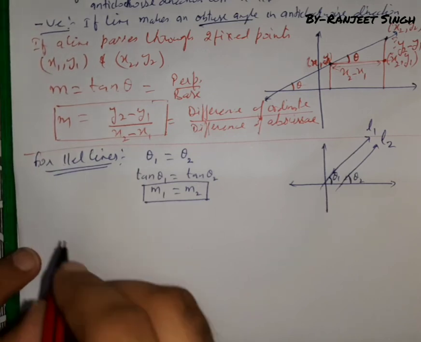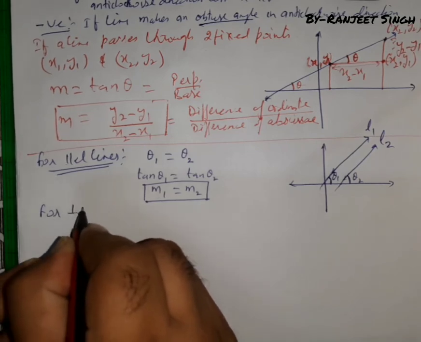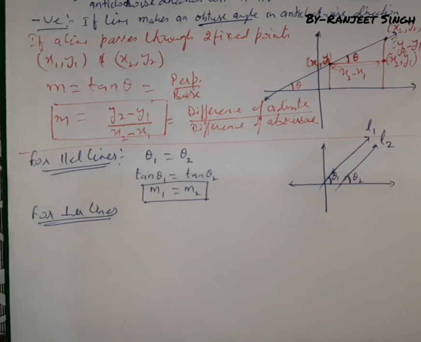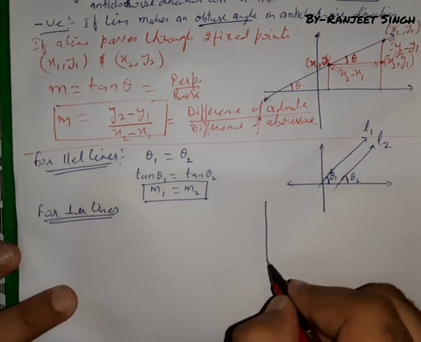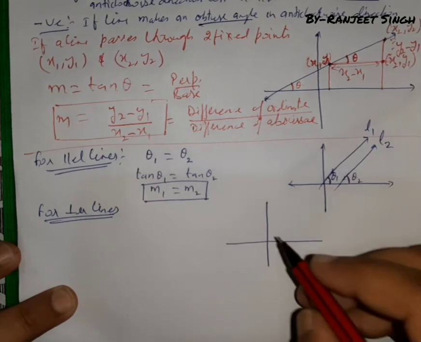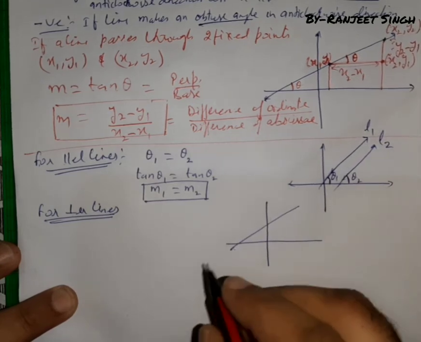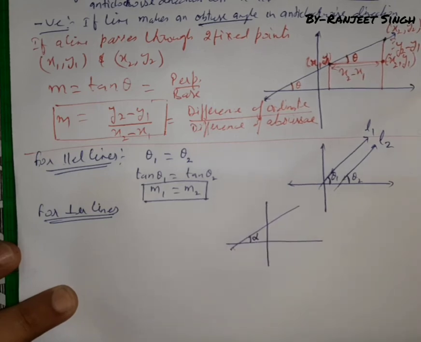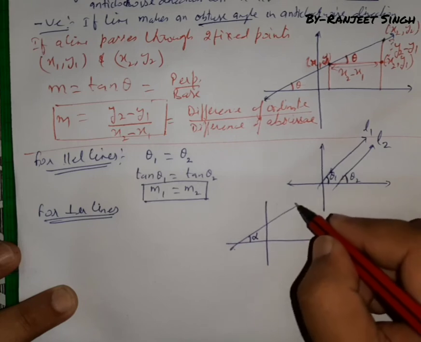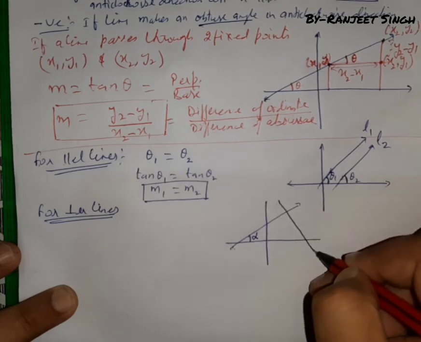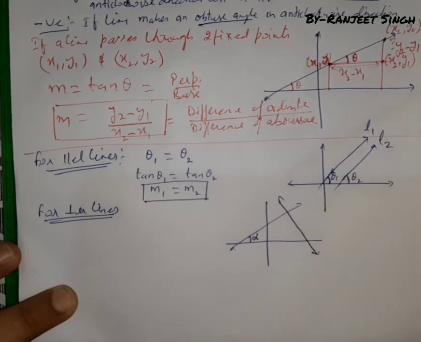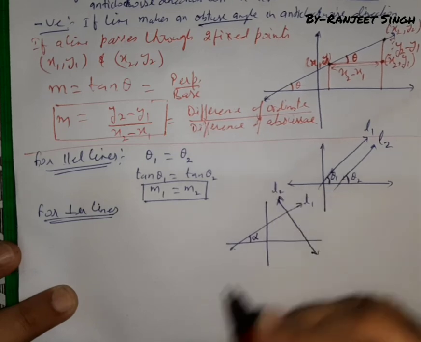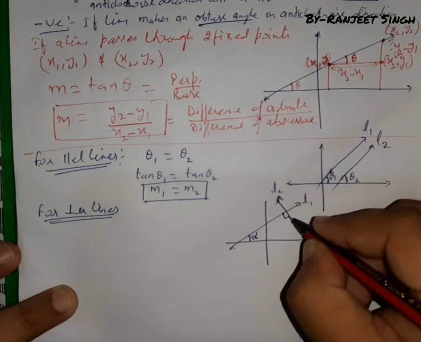Now for perpendicular lines, we have to remember one very important relation. Now let us say that this is one line that is making an angle alpha with the x-axis, and this is another line that is perpendicular to the given line. So I'm saying that this is line L1 and this is line L2, and these two lines are perpendicular to each other.